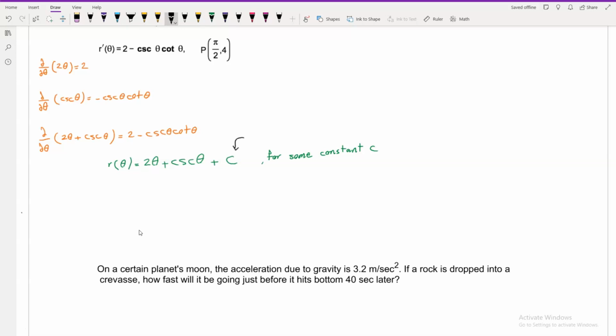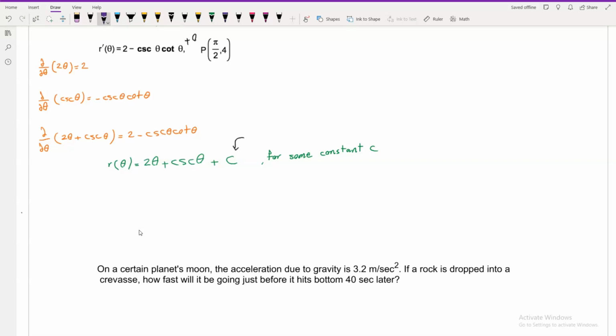So we have this constant here because the derivative of a constant is 0, and we may have 0 on this part, so we are always using a constant here on this part.